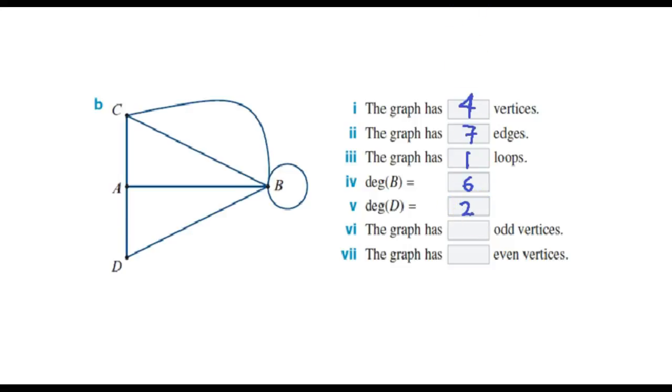In fact, let's look at the degrees of the other vertices. The degree of A is 3, and the degree of C is also 3. The graph has how many odd vertices? Well, we've got 2 even ones there and we've got 2 odd ones there. So the graph has 2 even vertices.